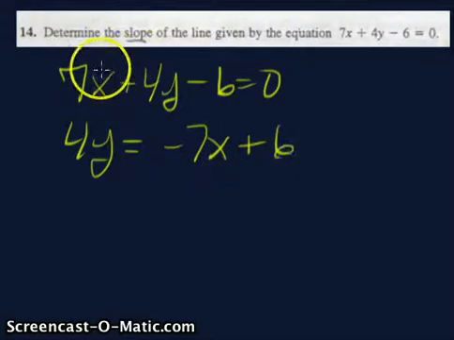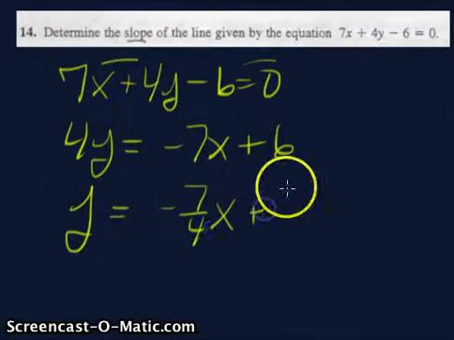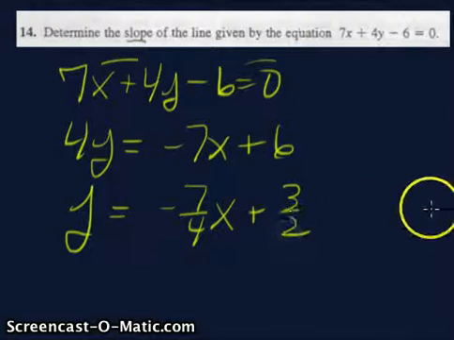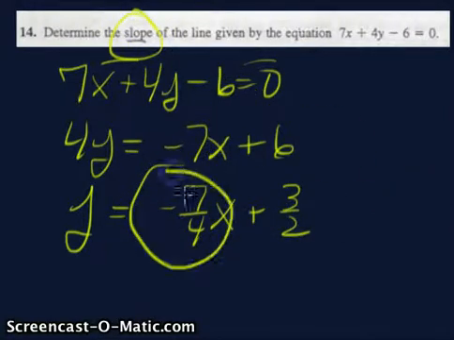I moved these terms to the right side. Divide by 4. 6/4 is 3/2. Now, it just wants a slope, okay? So this is a slope. Answer -7/4, which is D.